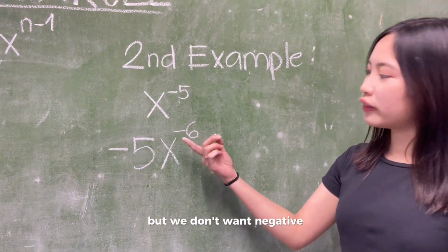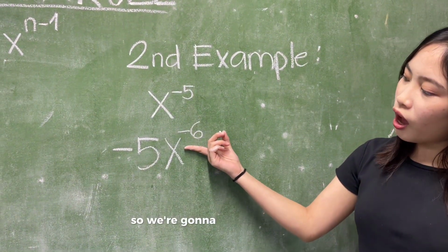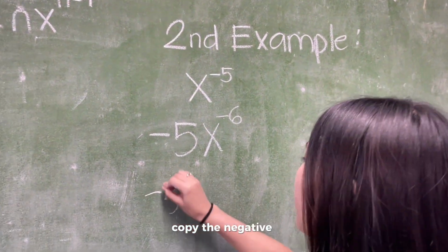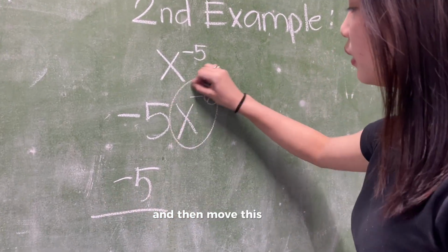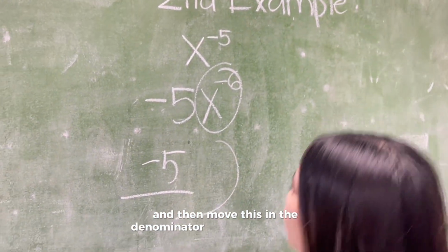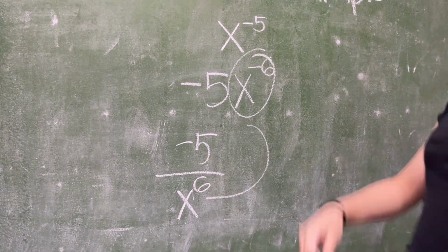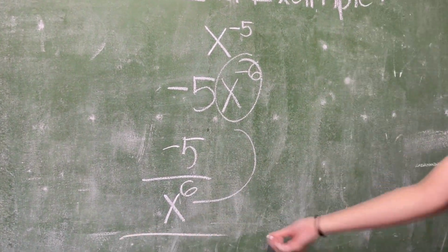But we don't want negative exponents, so we're going to make it into fraction form. Copy the negative 5 and then move x to the denominator, which turns the exponent positive. This is the final answer.